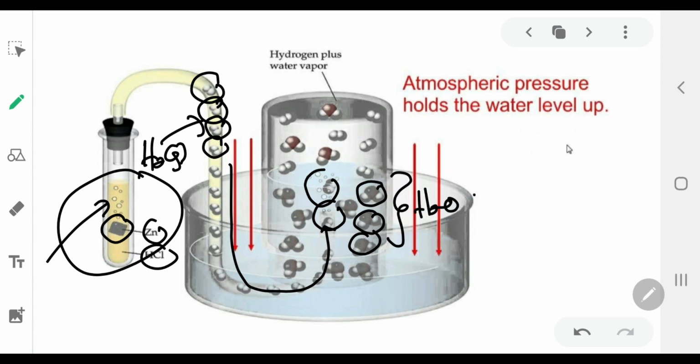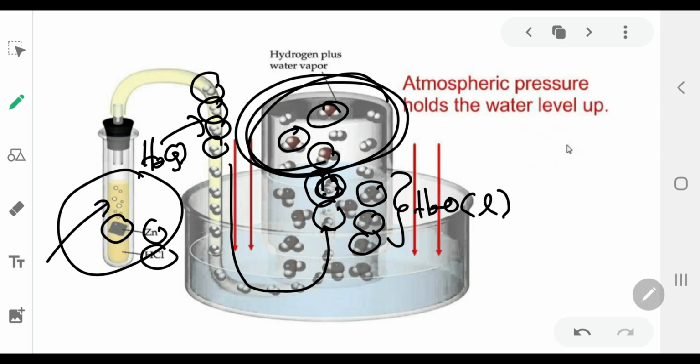Those here are H2O molecules in the liquid phase. So when your H2 molecules go up, what happens? Those molecules will push the water molecules to go out with them to become gas. So that is why whatever you have in here is what you call the atmosphere.